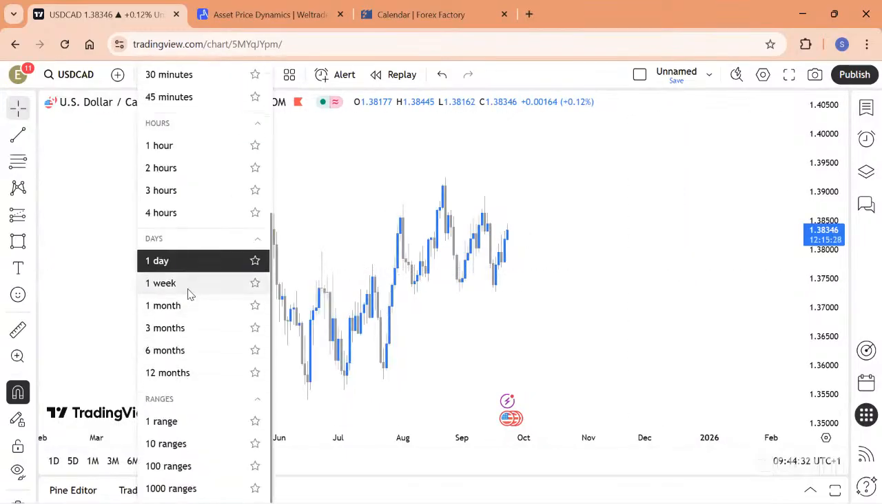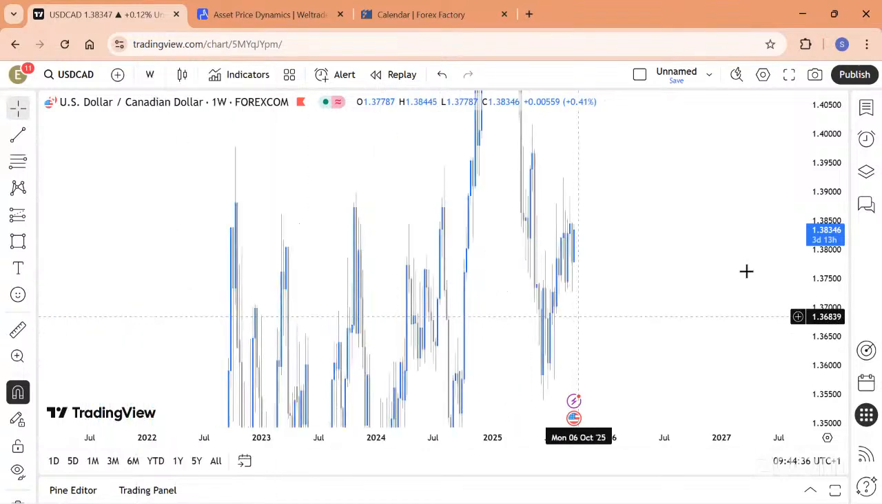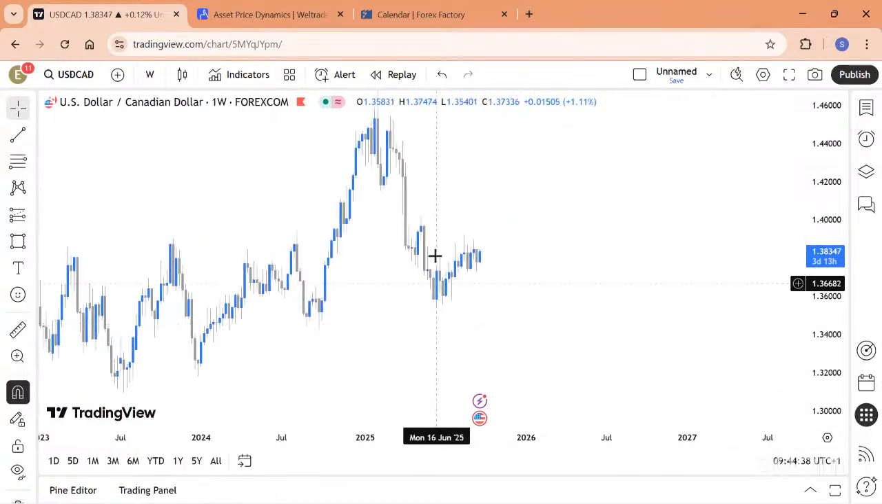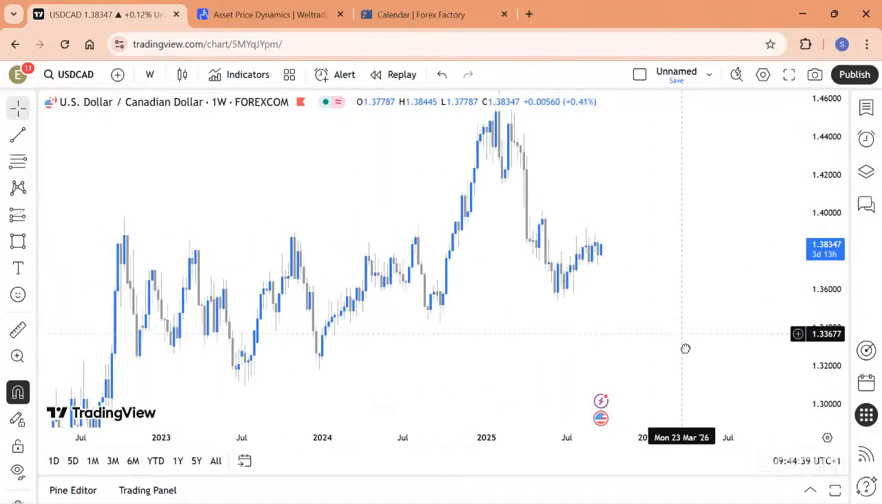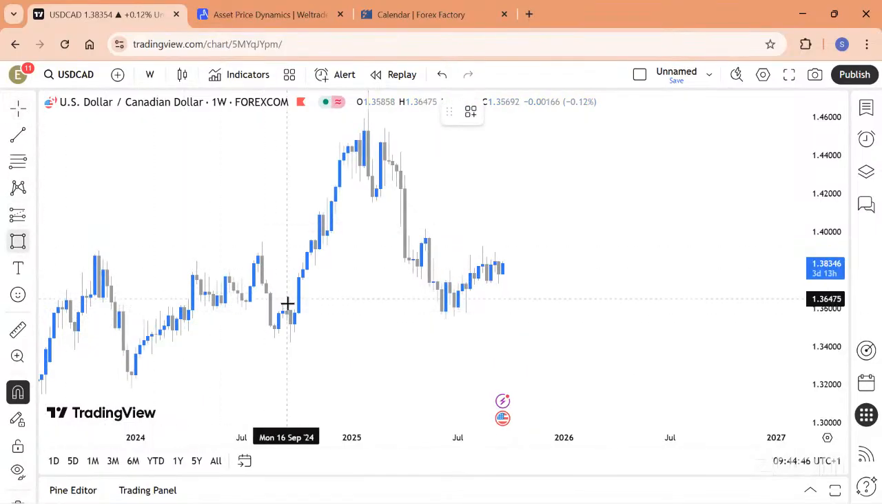Let me see. Do we have anything for USD CAD? Okay, so USD CAD has been kind of consolidating at that area. But let me show us something for USD CAD, right? USD CAD is coming from here, first of all. Overall, it's coming from this guy.